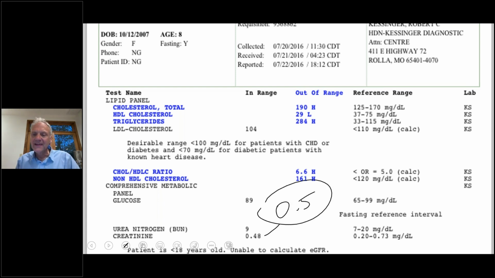So for a kid 8 years old, we want the creatinine to be at least 0.5. Even with all this weight, she has low muscle mass. That's a sign of low muscle mass. With our autistic kids and spectral kids, you want to make sure that creatinine is above 0.5 because you want them to have good muscle mass.